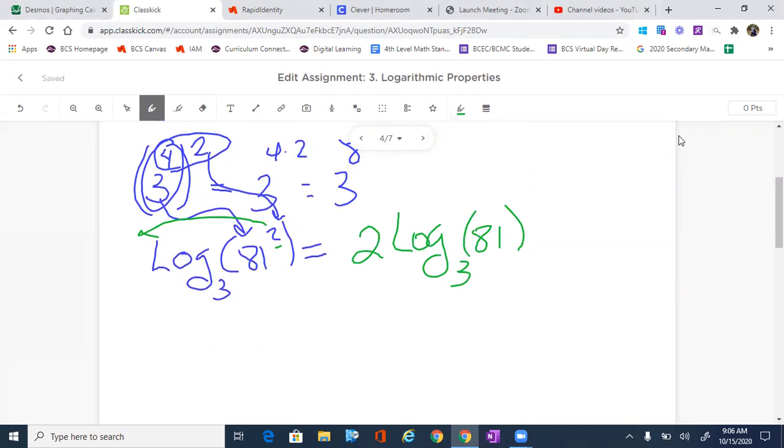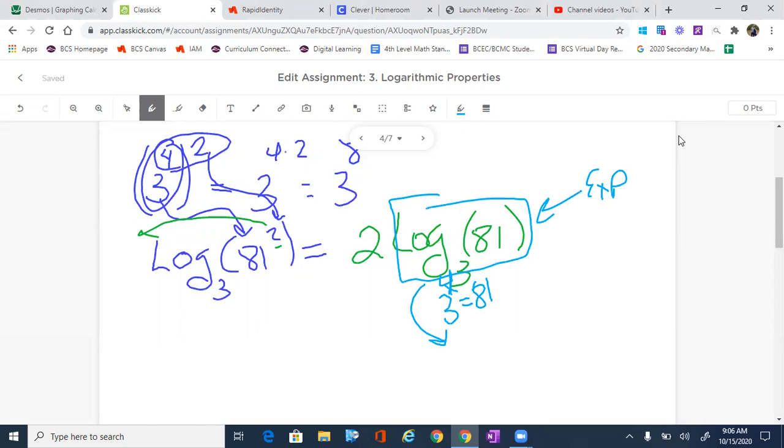Now check it out. We have to go back and make sense of what the log statement means. This statement right here just simply says 3 to the x power equals 81. It is finding an exponent. That's what it does every single time. Well, what do I know? 3 to the what power is 81? I know that 3 to the 4th power is 81. So this statement, finding the exponent, is just simply 4 times 2, which is, by the way, 8.